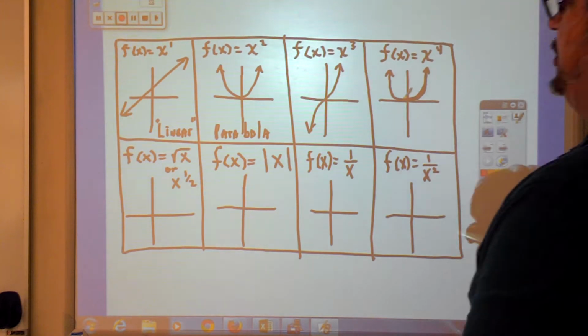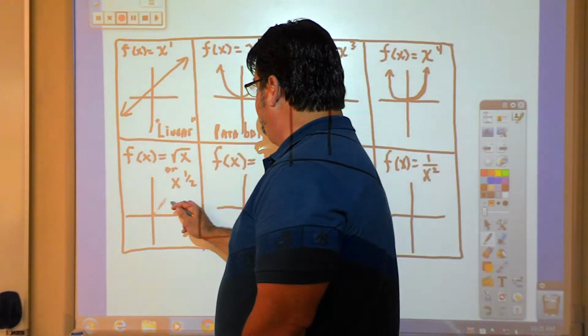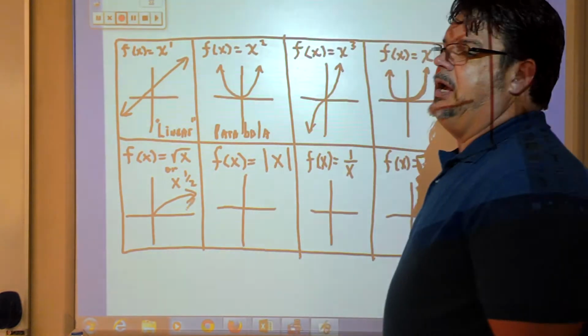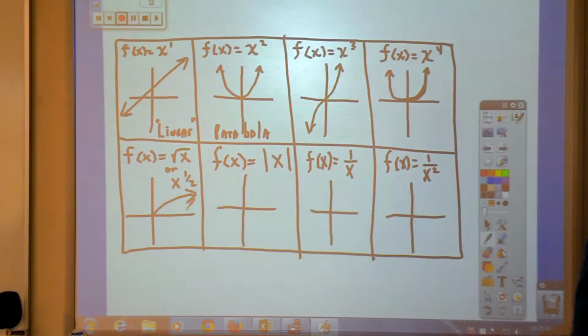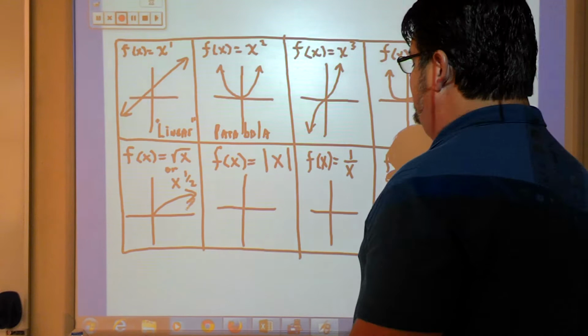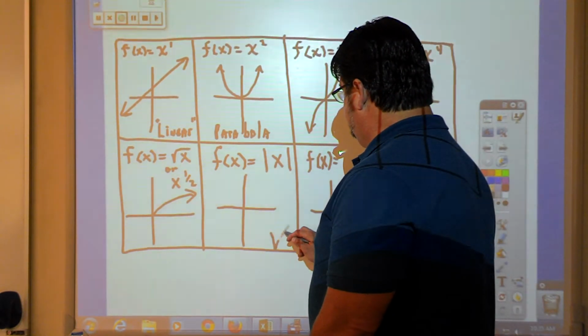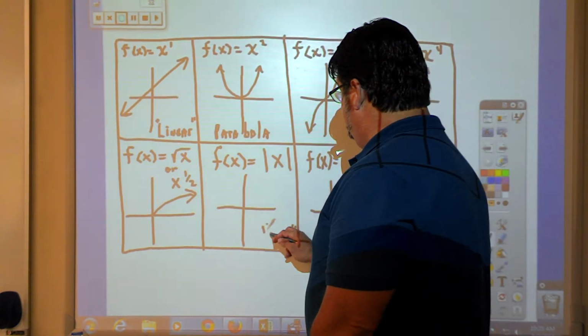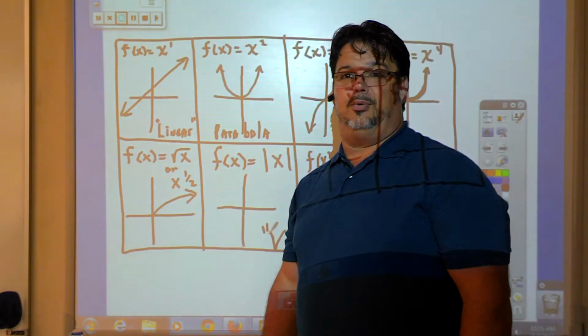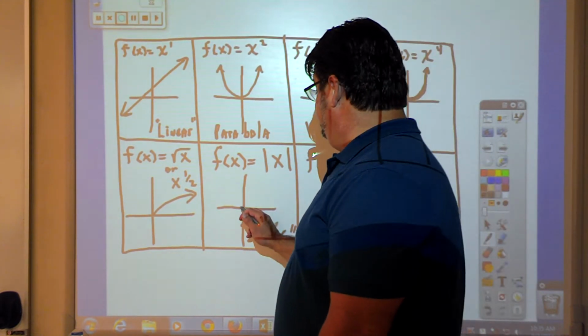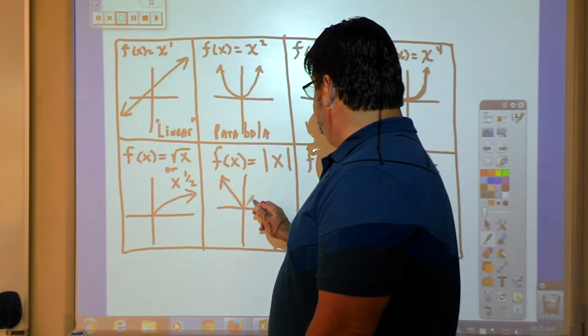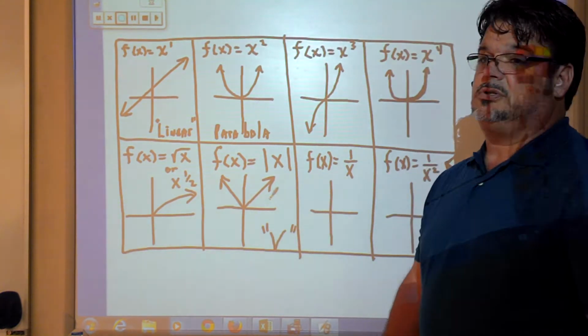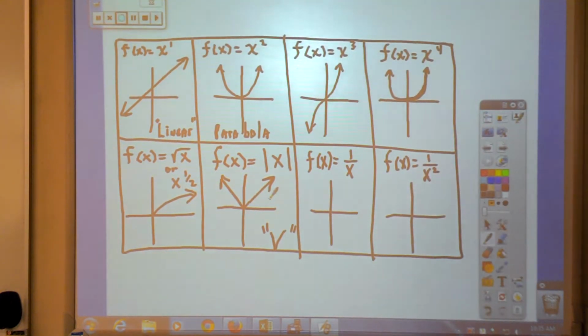A square root function is going to look like that. Absolute value, absolute vodka. Value and vodka start with a what? Always looks like a V. I bet you won't forget that one on a test.